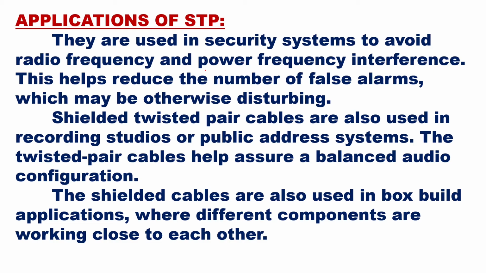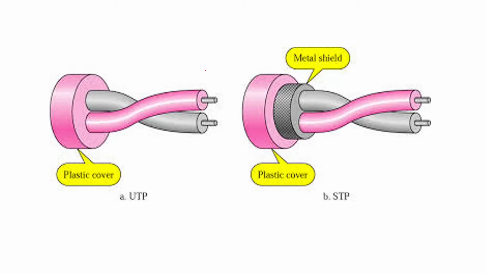A twisted pair cable helps assure a balanced audio configuration. The STP are also used in box build applications where different components are working close to each other. So even there, the interference can be avoided because it is a shielded cable. Then exactly when you see the configuration, how does the arrangement look for a UTP and STP?